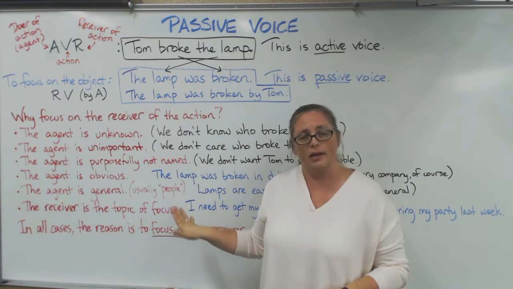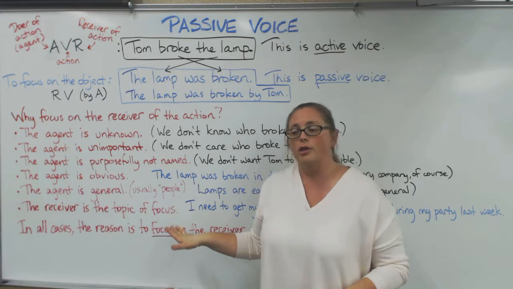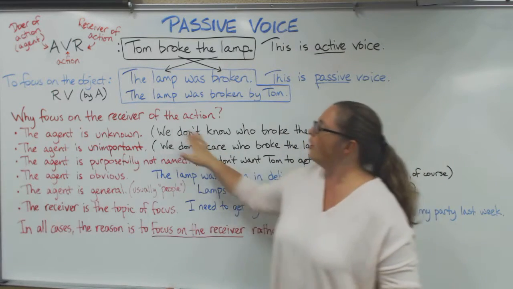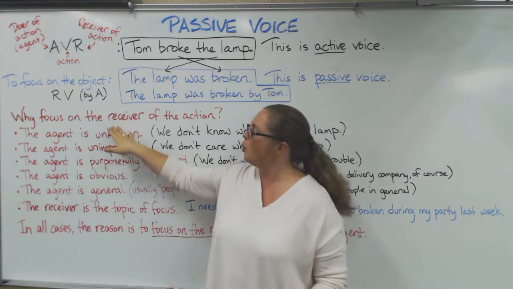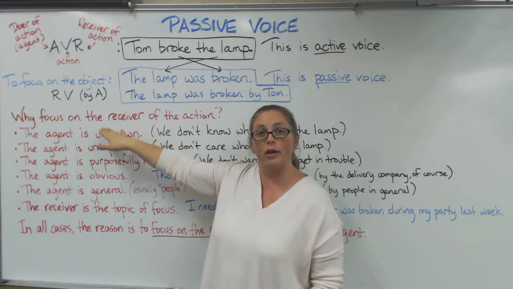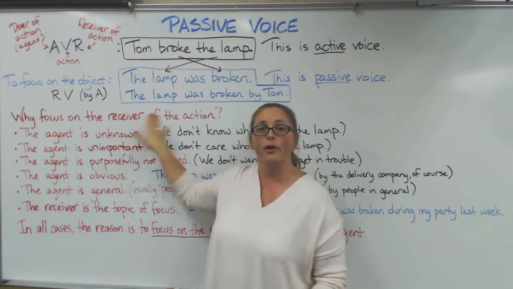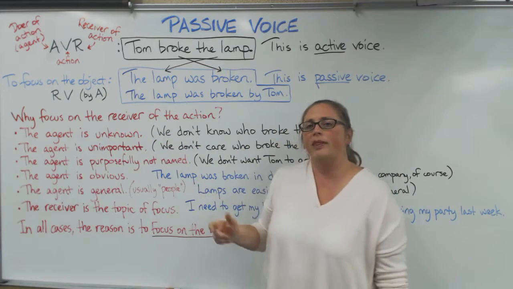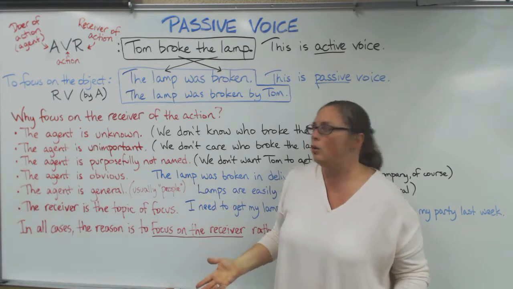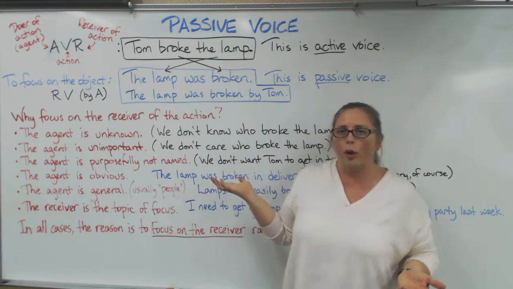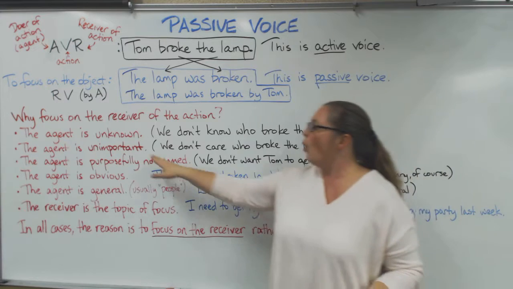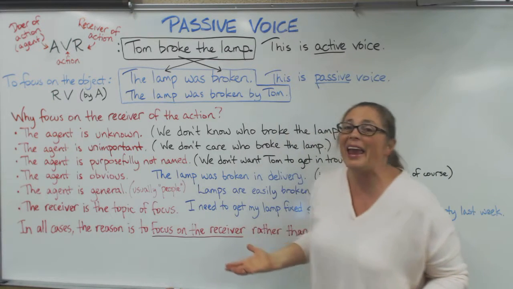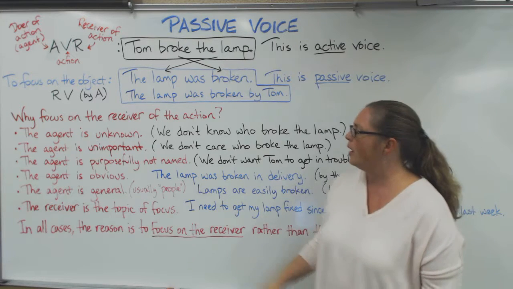Most sentences in English are active. So why change it? Why do this? Well, there are a number of reasons why you might want to focus on the receiver of the action. One reason may be that the agent is unknown. We don't know who broke the lamp. Or maybe the agent is not important. We don't care who broke the lamp.